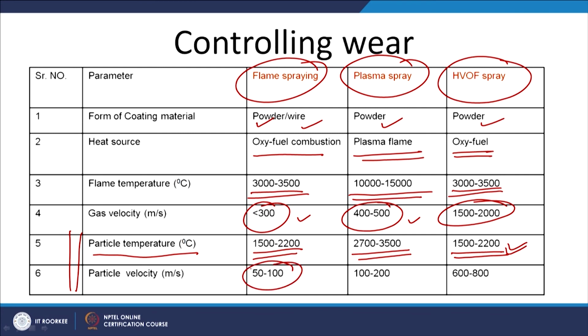Particle velocity is very limited or very less in case of the flame spraying, and that is why it offers very large porosities and limited bond strength, while the particle velocity is in the range of 100 to 200 meter per second in case of the plasma spray, and it is very high, 600 to 800 meter per second, in case of the HVOF spray process. Since the particle temperature and particle velocities differ significantly with the process of the thermal spray, we get different characteristics in the thermal spray coatings with regard to the porosity, bond strength and the quality of the coating which is achieved.